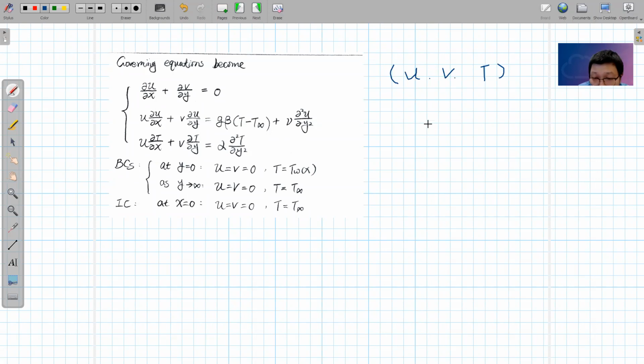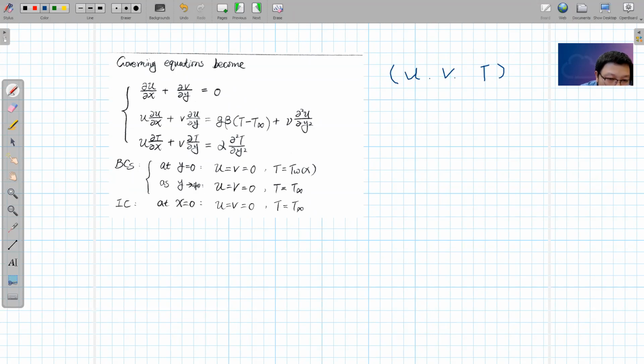So the problem can be solved at this point by using this Boussinesq approximation. To solve the equation, we also need the boundary condition here. At y equal to 0, which is at the wall, we know that there is no velocity. Both u velocity and v velocity will be 0. And the temperature can be a wall temperature. It can be either constant or a function of x.